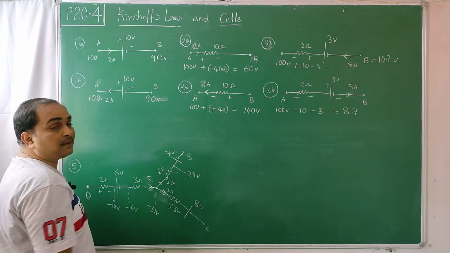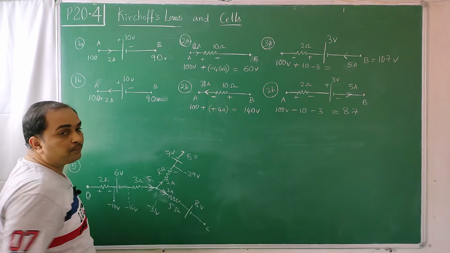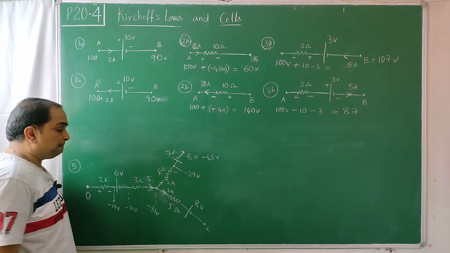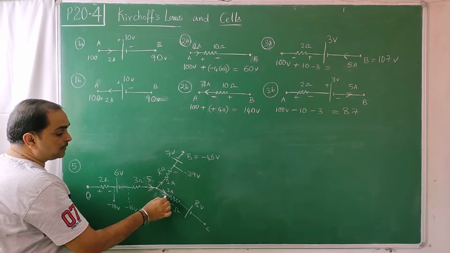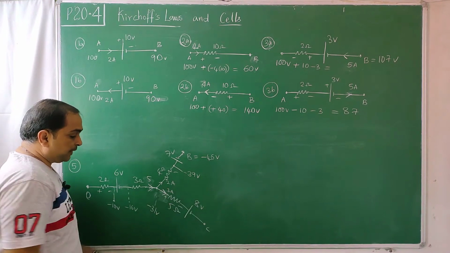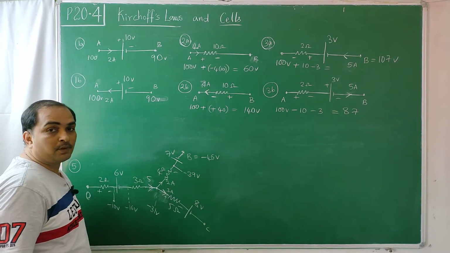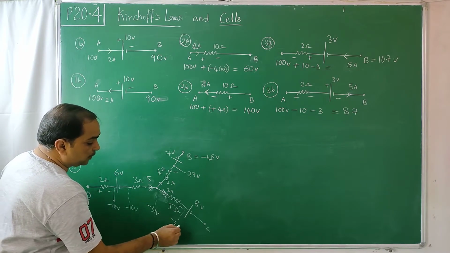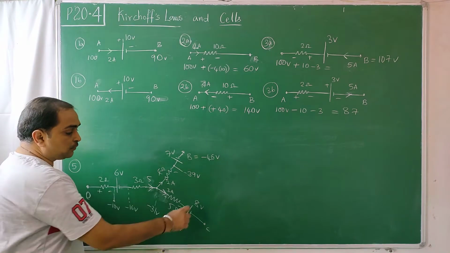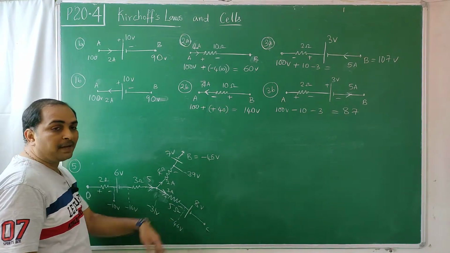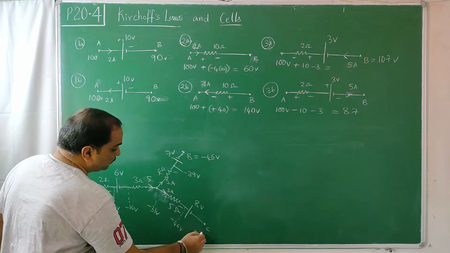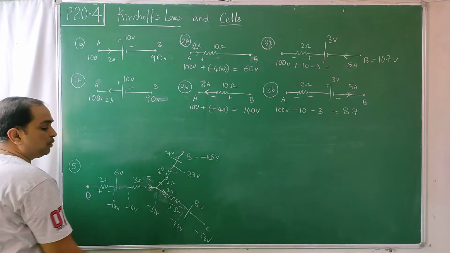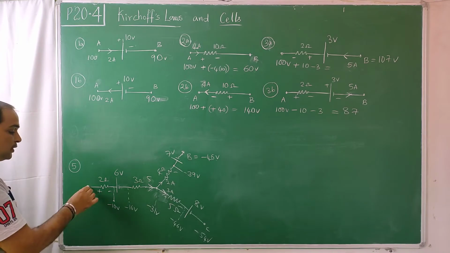Minus 39, minus 7. B will be at minus 46 volts according to this diagram. So 3 amperes is coming. 3 5s are 15. 31 minus 15, minus 46. So this point is at minus 46 volts. Minus 46 plus 2 minus drop, minus 8 volts, minus 54 volts. So point B is at minus 46 volts, this is at minus 54 volts, this is at 0 volts.